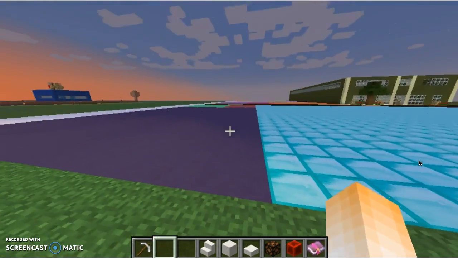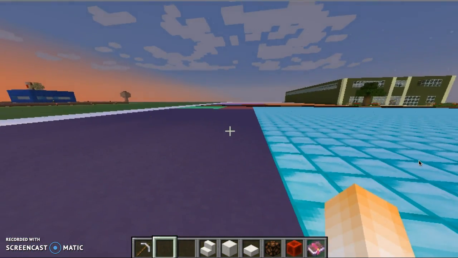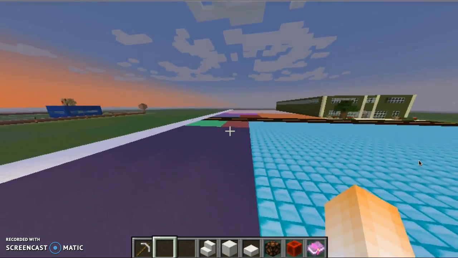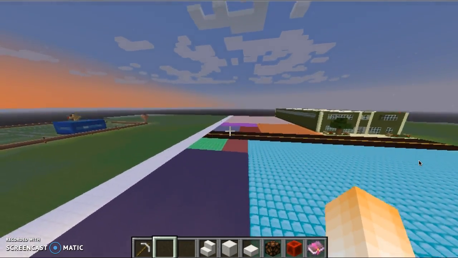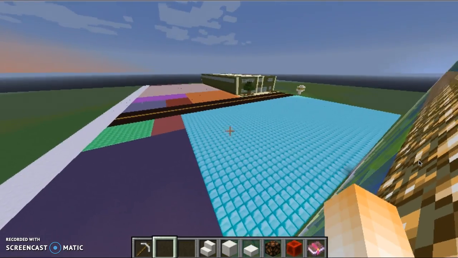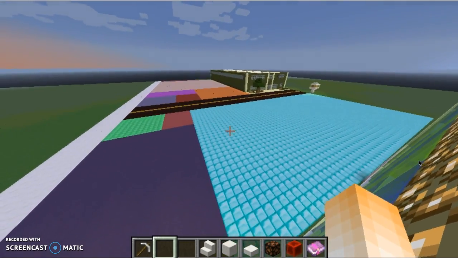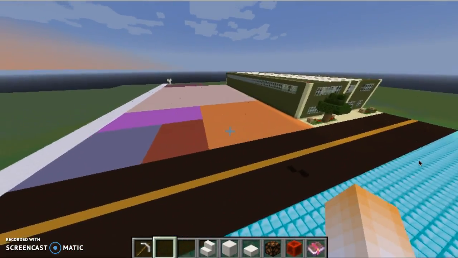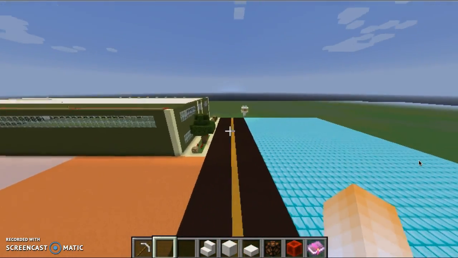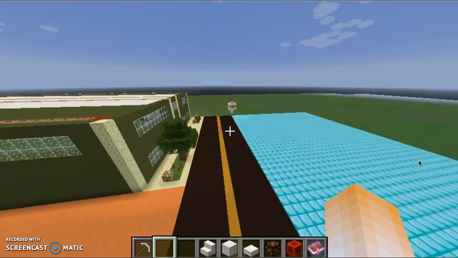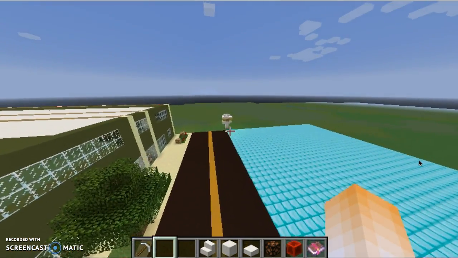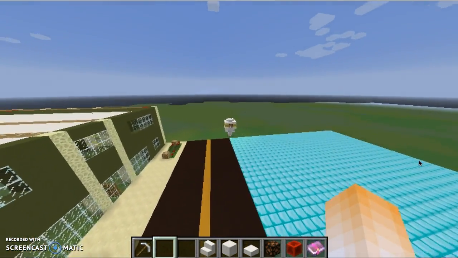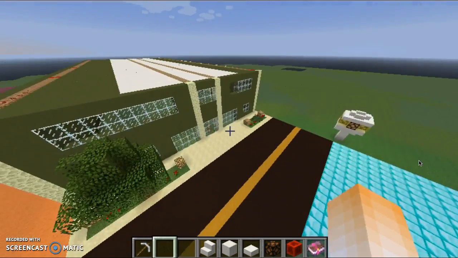I've created plots of land that are just different colors, and they'll have to go pick those plots and decide where they're going to put their buildings. We've got a road, and then I've given them an example building that they can use. It's huge. It is beyond the scope of what they're going to need to build.